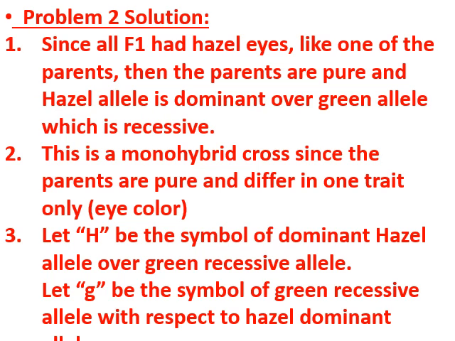Designate by symbols each of the corresponding alleles. Let H capital be the symbol of the dominant hazel allele over the green allele, which is recessive. Let g small be the symbol of the green recessive allele with respect to the hazel dominant allele.